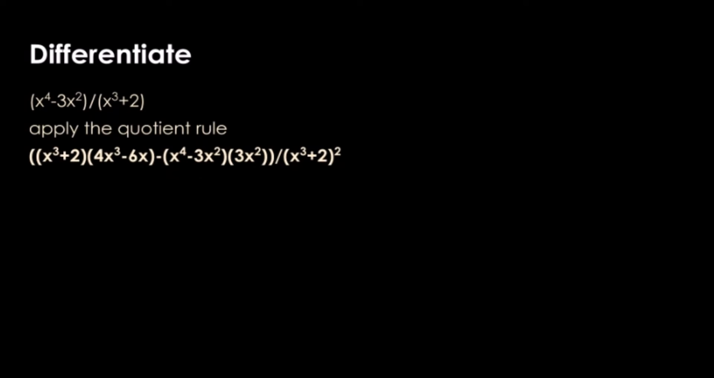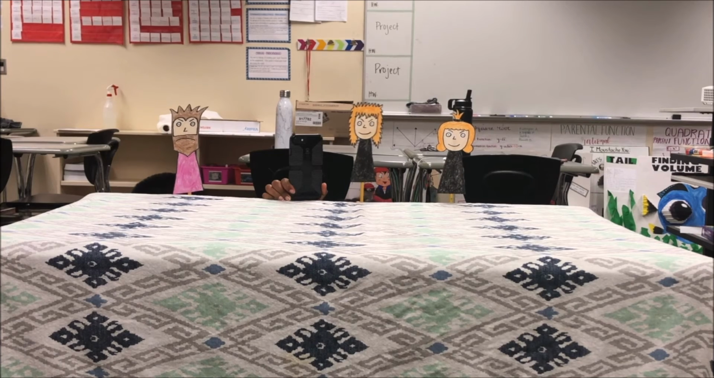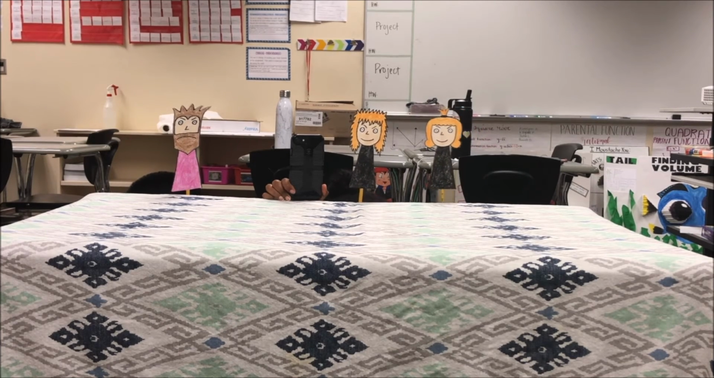You should have gotten this for your answer. Your answer could also be simplified into this. Low d high minus high d low. Square the bottom and away we go.